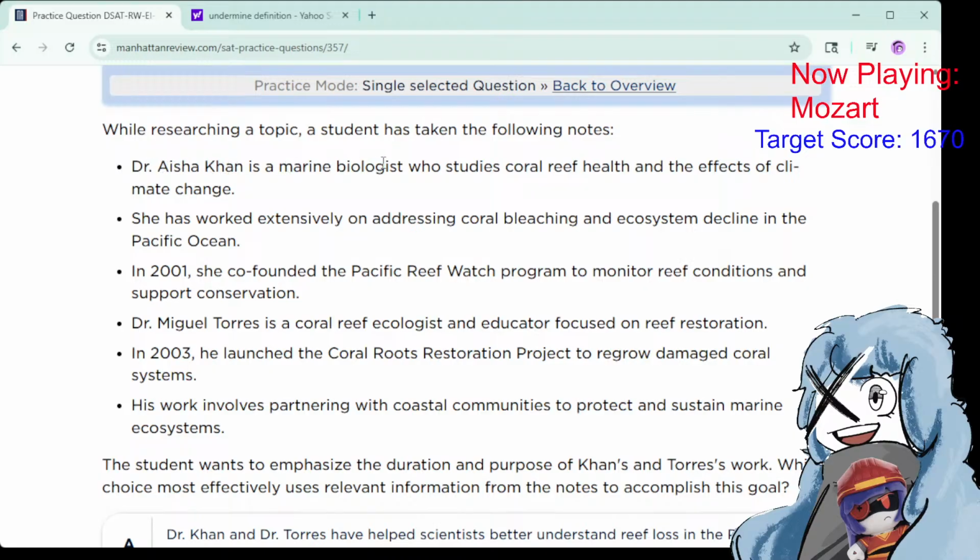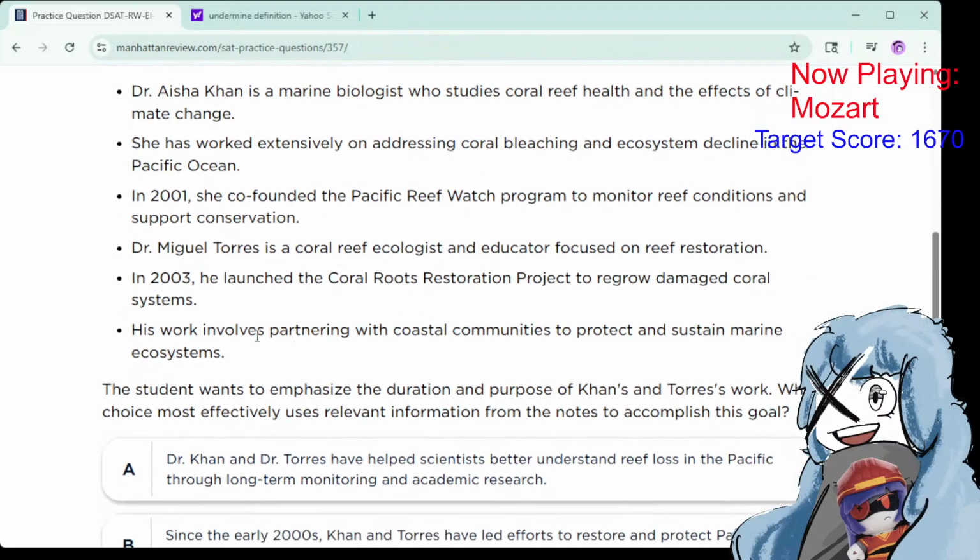Dr. Ashley Kahn is a marine biologist who studies coral reef health and the effects of climate change. She has worked extensively in addressing coral and ecosystem decline in the Pacific Ocean. In 2001, she co-founded the Pacific Reef Watch Program to monitor reef conditions and support conservation. Dr. Miguel Torres is a coral reef ecologist and educator focused on reef restoration. In 2003, he launched a coral reef restoration project to grow damaged coral systems. His work involves partnering with coastal communities to protect and sustain marine ecology.